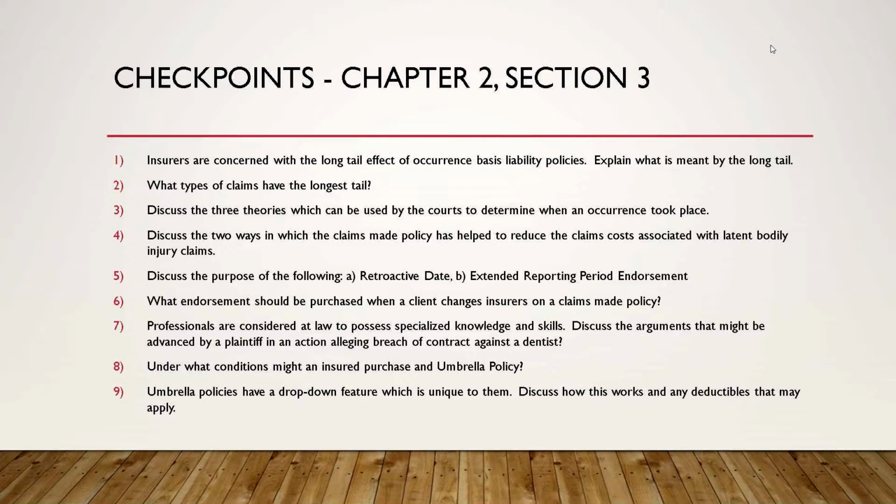Number four, discuss the two ways in which the claims made policy has helped to reduce the claims costs associated with latent bodily injury claims. In the claims made policy, the insurer only pays for claims which are made during the policy period. A retroactive date listed on the policy helps to ensure that the insurer is not paying for injury which occurred before the inception date of the policy. So you might set up a policy December 1st that has a retroactive date, say September 1st. So they would pay for any claims back that far, but they're not going to go back 6 years, 10 years, 20 years under a claims made policy.